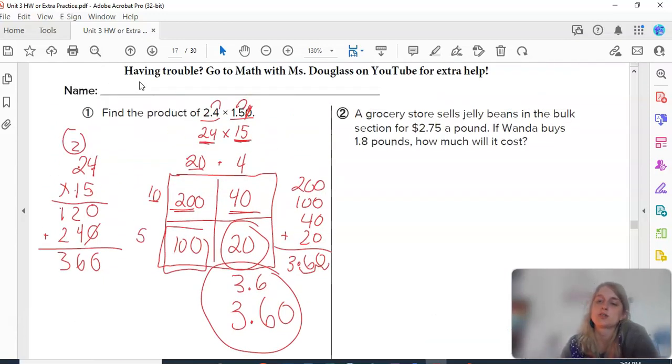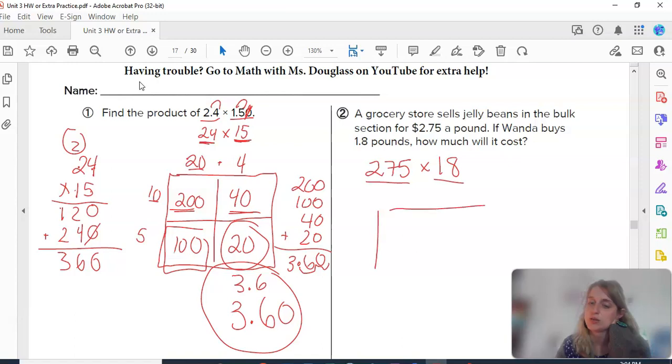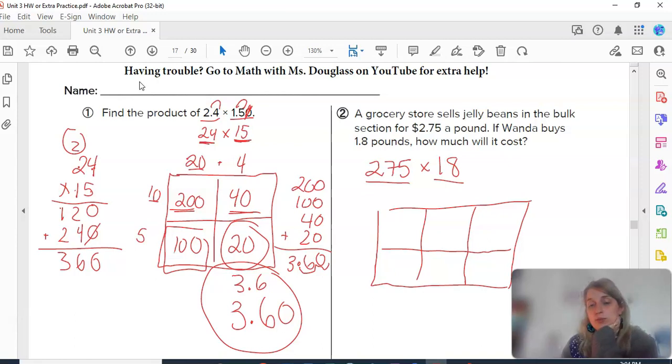For number 2, a grocery store sells jelly beans in bulk for $2.75 a pound. If Wanda buys 1 8/10 of a pound, we're going to pretend this says 275 times 18. If you know how to stack it, you can stack them. If you're going to do an area model, you're going to have a 3-digit by 2-digit, or a 3 by 2. It does not matter if your 3 is your columns or your rows. You just need 6 total little boxes.